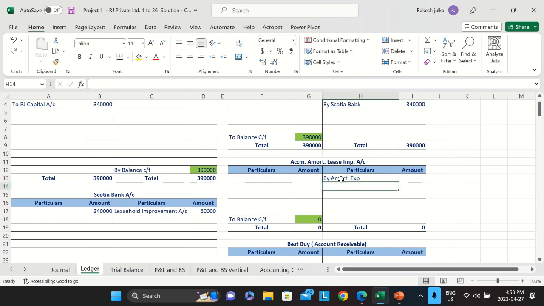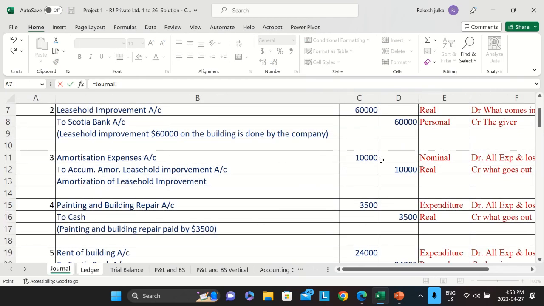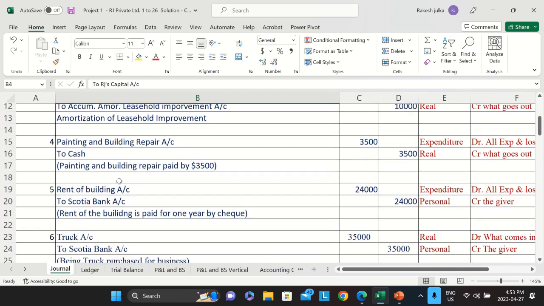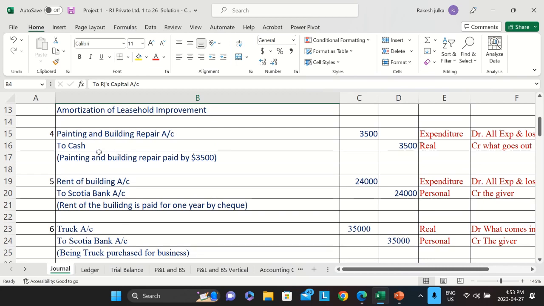And what is the amount here? So we will write exactly the same way, is equal to the transaction number 3, this one. So this is the third journal entry that we have completed. Now the fourth one, painting and building repair to cash 3,500.